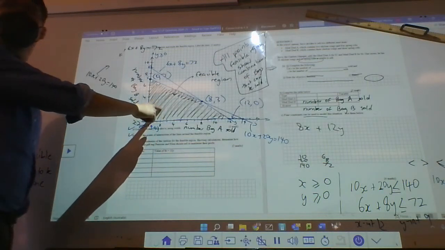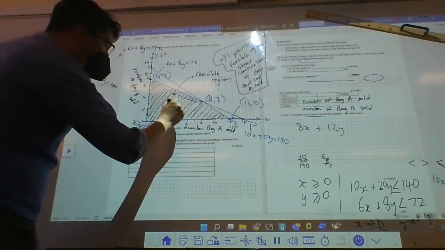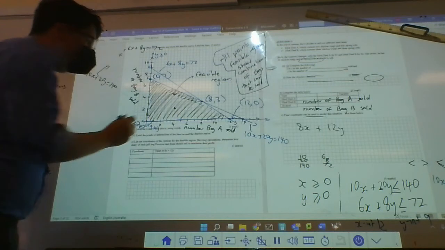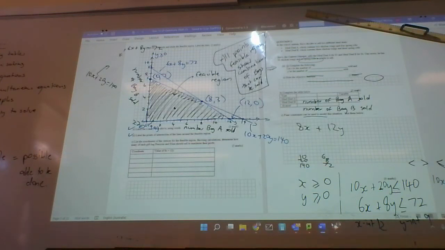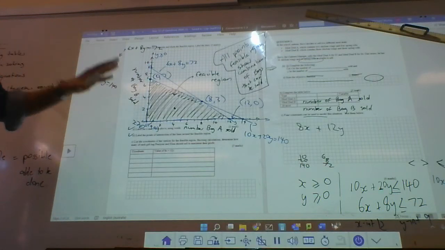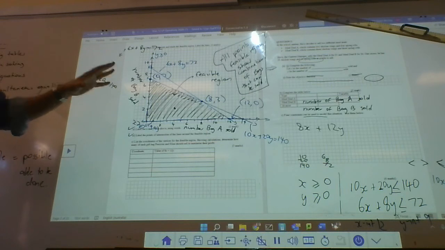(2, 2) is in the feasible region, isn't it? They make $40. Okay, what about this point here, (4, 2)? (4, 2) is in the feasible region, isn't it? So 4 of bag A, 4 twelves are 48, and 2 eights are 16, yeah, $64. Okay. There's lots of combinations here. We're probably going to be here all day if we look at all of these combinations.